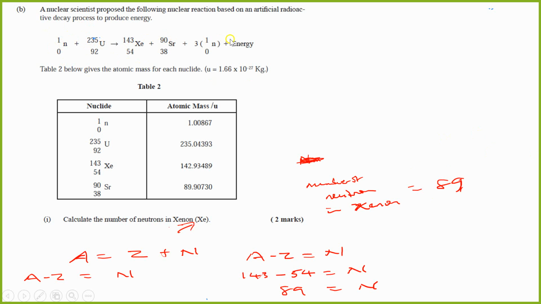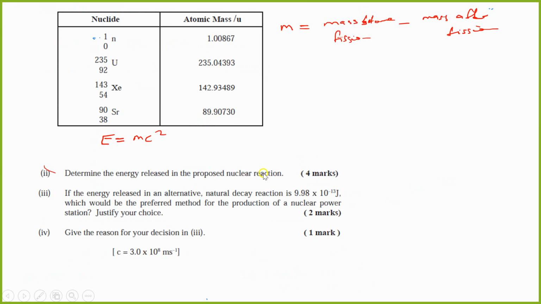As it relates to the mass after, everything else that comes after here, so xenon and this Sr element, right, plus these three neutrons would contribute to the mass after. Yes? Yes or no? Yes, sir. The neutrons and the mass number. All right, so we're going to work that out now.